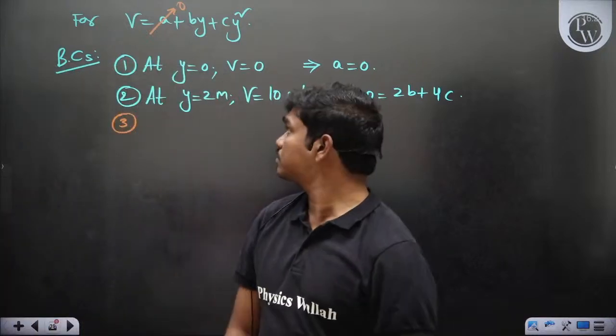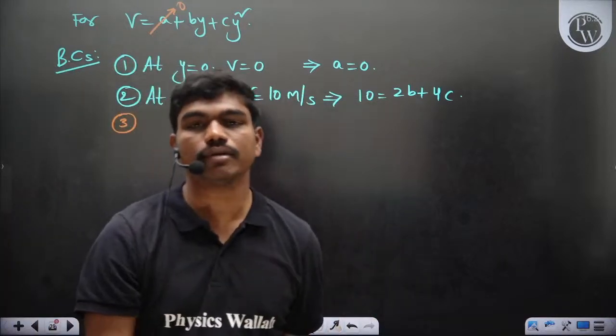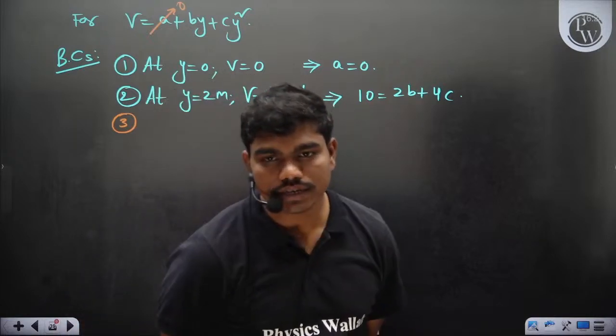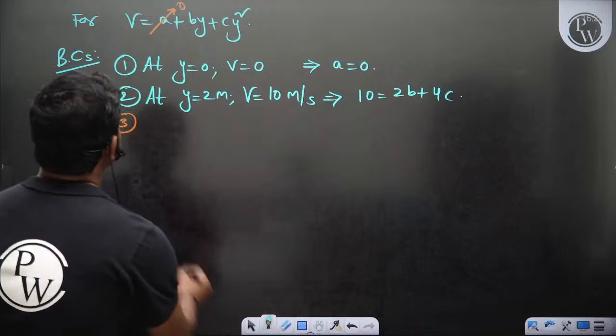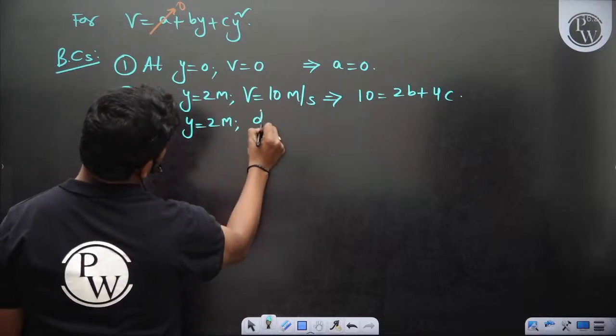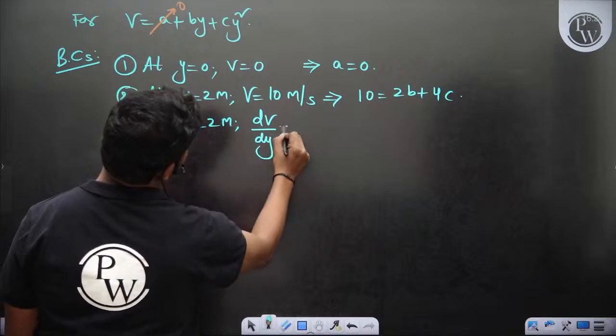So what we are doing? Yeah, this question. So tell me, what's the third boundary condition? At y equal to 2, du by dy is 0. Fantastic. So at y equal to 2 meters, dv by dy should be 0.